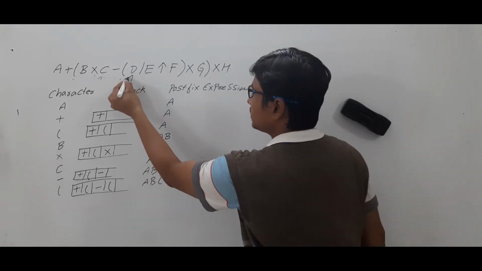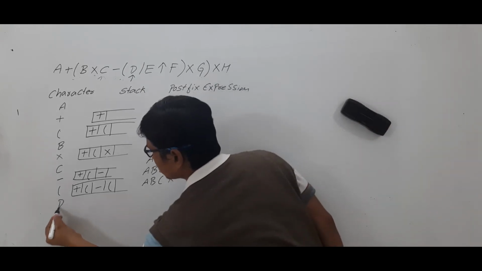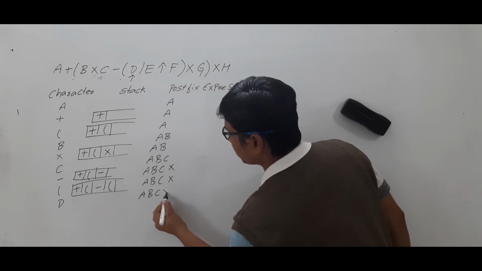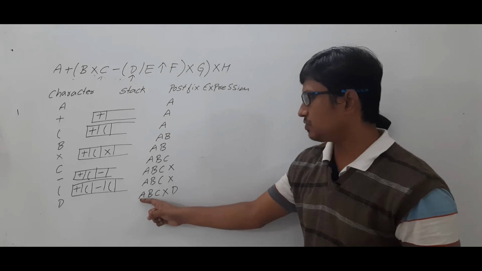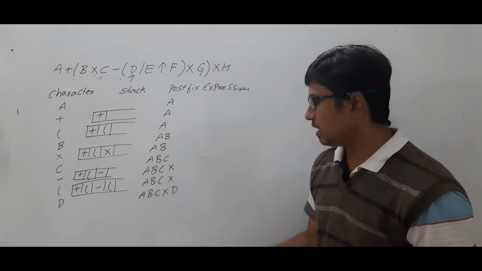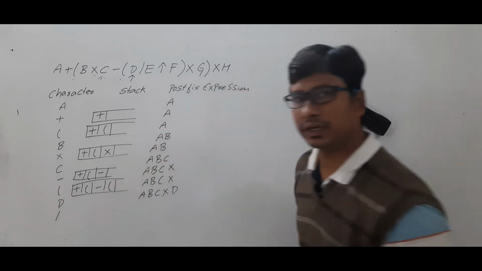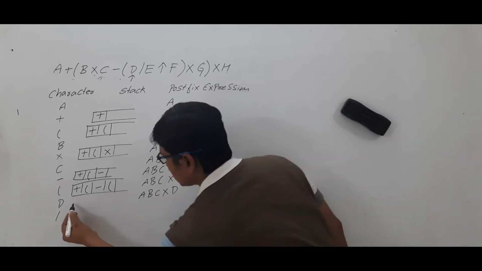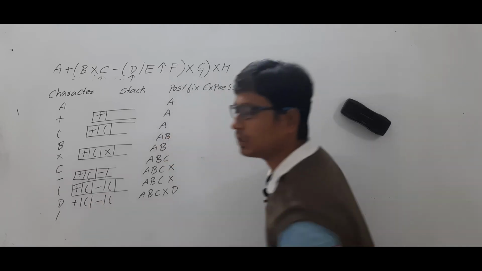Now you are scanning the next character, which is D, which is an operand. If it is an operand, you need to append it to the postfix expression. So the postfix expression currently consists of A, B, C, multiplication and D. The next one is the division operator. Now look at what the stack is. Stack consists of addition, open parenthesis, subtraction, open parenthesis.